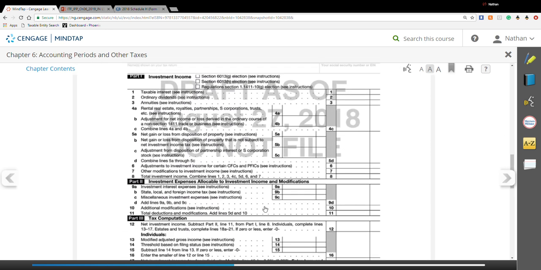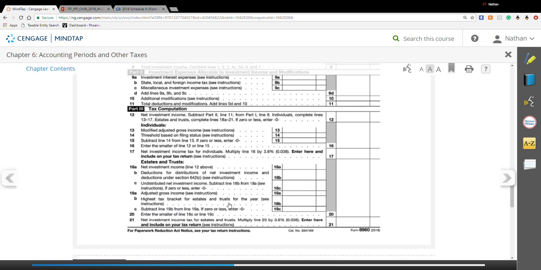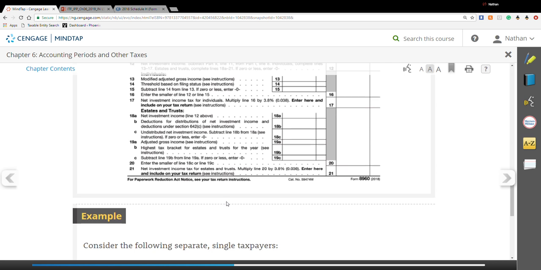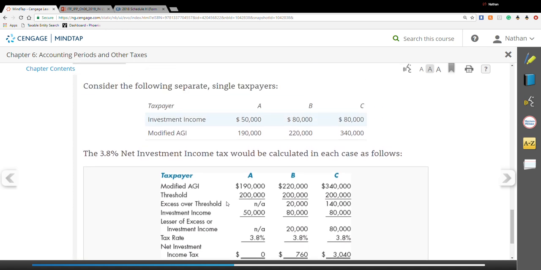So here's our form for them. Again, the best thing with taxes is going through the actual forms themselves and just reading what they do. I mean, if you print these things out and actually look at them, you find out very quickly exactly what's going on. And again, this gives a good example.